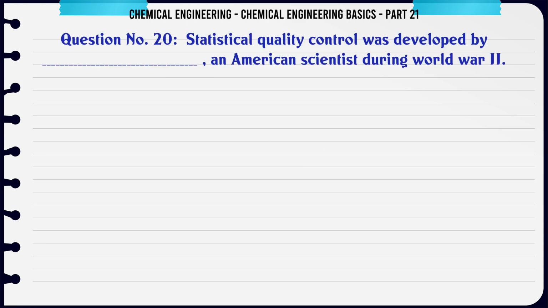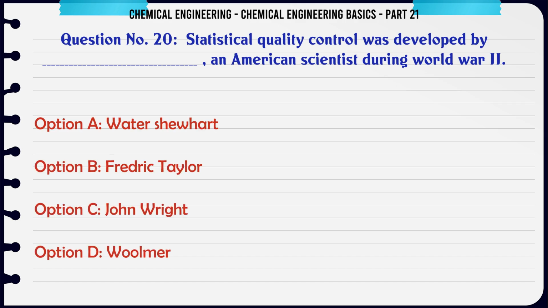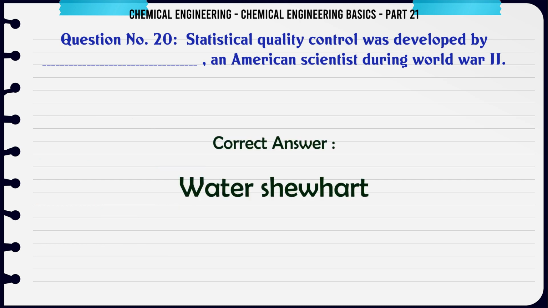Statistical quality control was developed by an American scientist during World War II: A. Walter Shewhart, B. Frederick Taylor, C. John Wright, D. Woolmeyer. The correct answer is Walter Shewhart.